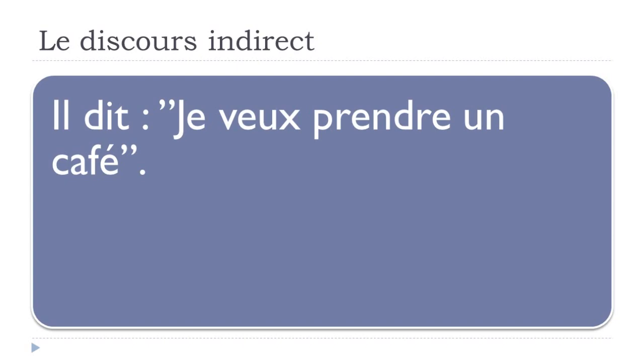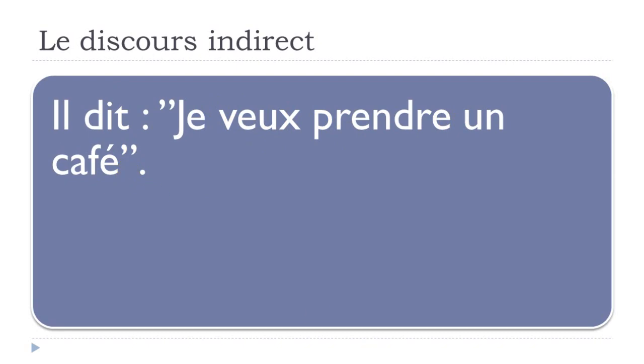But then, of course, if you have a look at a sentence like that, il dit, dire is to say, so he says, je veux prendre un café. So, je veux, I want, it's vouloir, to want. Je veux prendre, prendre is to take, un café, a coffee. I want to take a coffee.